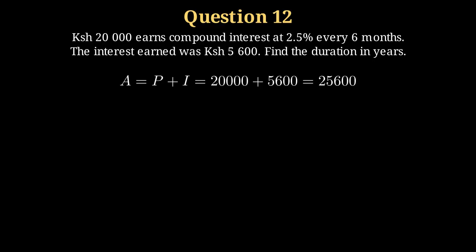First, the total amount at the end equals the principal plus the interest. That is, 20,000 plus 5,600, which is 25,600 shillings.